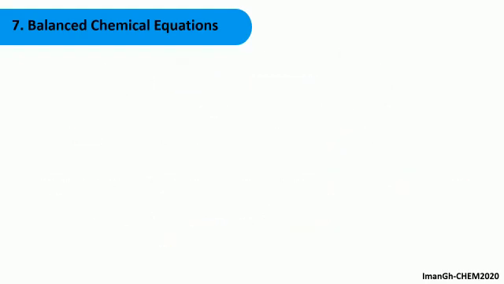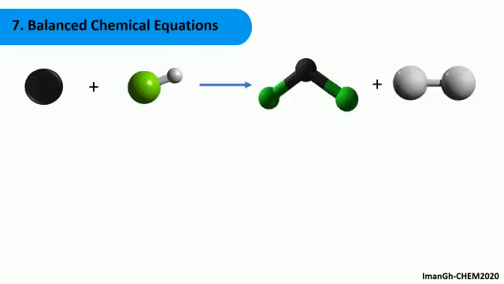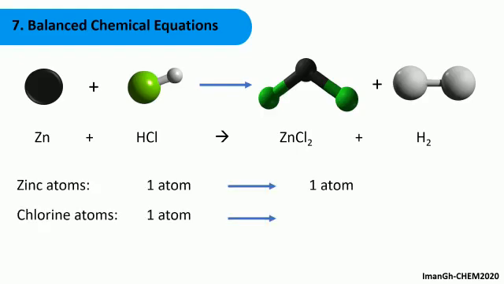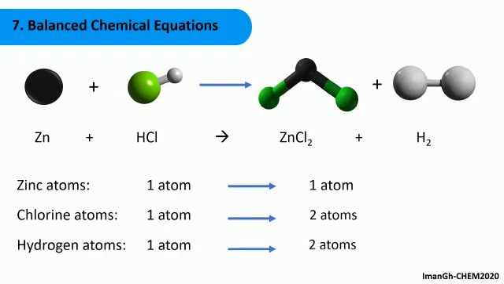Let's take another example. A reaction between zinc and hydrogen chloride produces zinc chloride and hydrogen gas. The unbalanced equation is Zn plus HCl produces ZnCl2 plus H2. First, we count the number of atoms of each element in the reactants and products. For zinc, the number of atoms in the reactants and products is equal, so it is balanced. However, for chlorine, the number of atoms in the reactants is 1, while in the products it is 2.